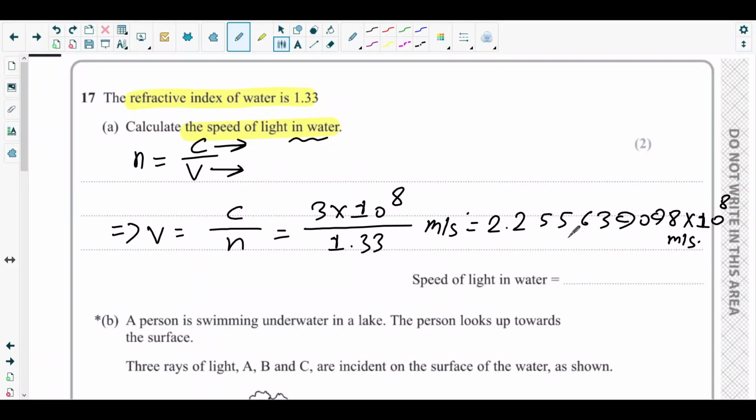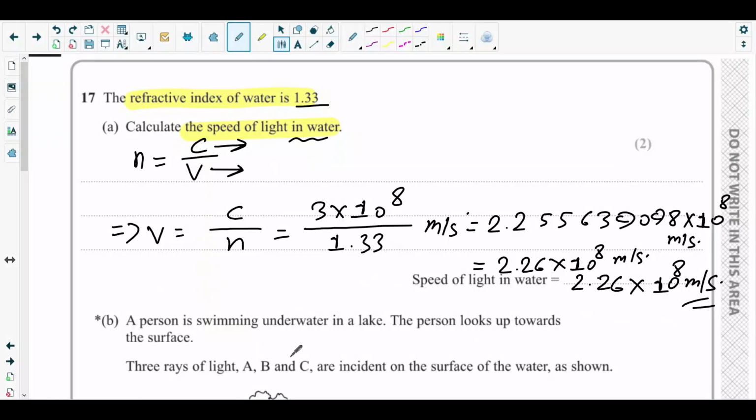So we can write it to three significant figures as 2.26 times 10 to the power 8 meter per second. They wrote to 2 decimal places or 3 significant figures. So we can write it to 2.26, that is 3 significant figures. In its standard form, it is 2.26 times 10 to the power 8 meter per second. Fine. Next is part B.